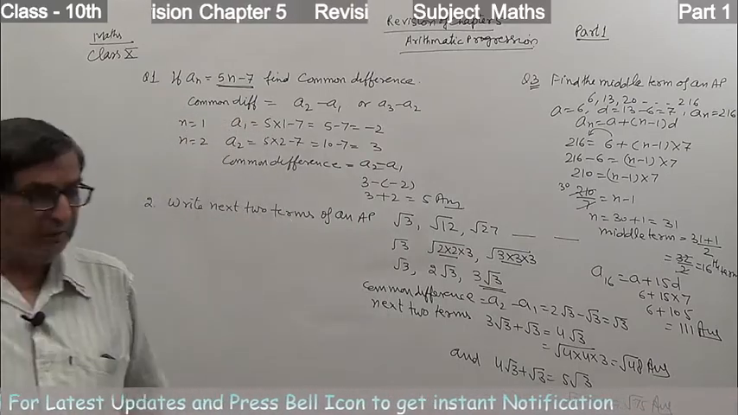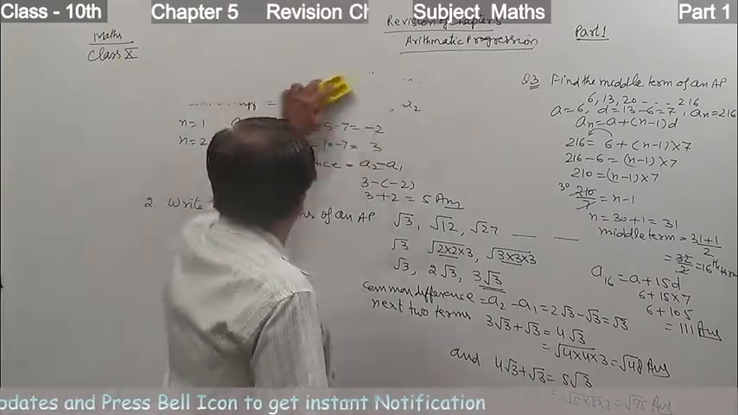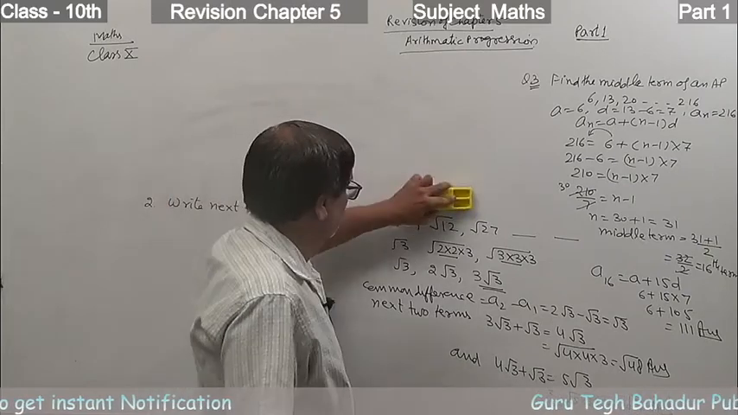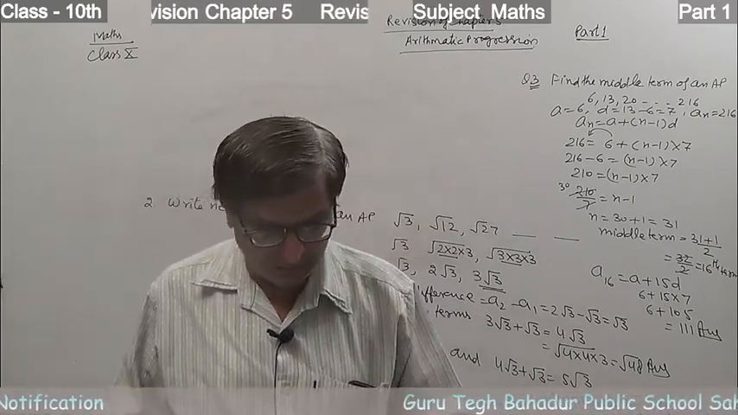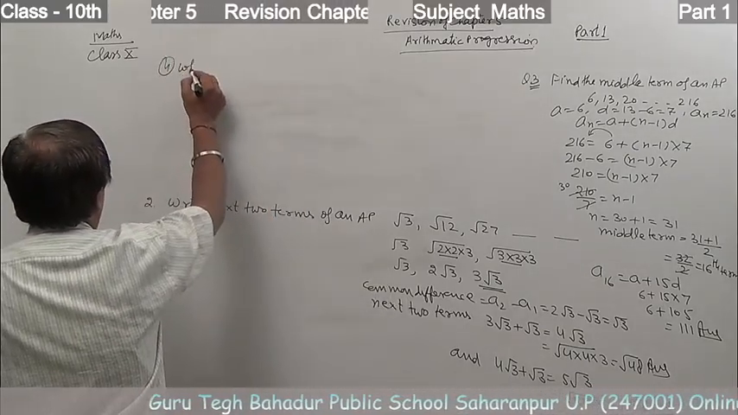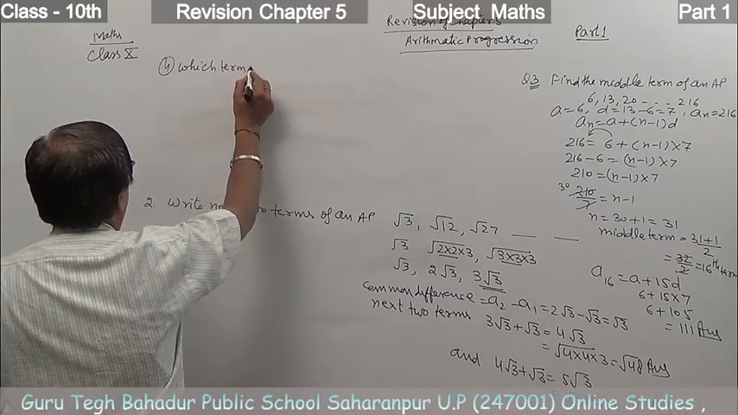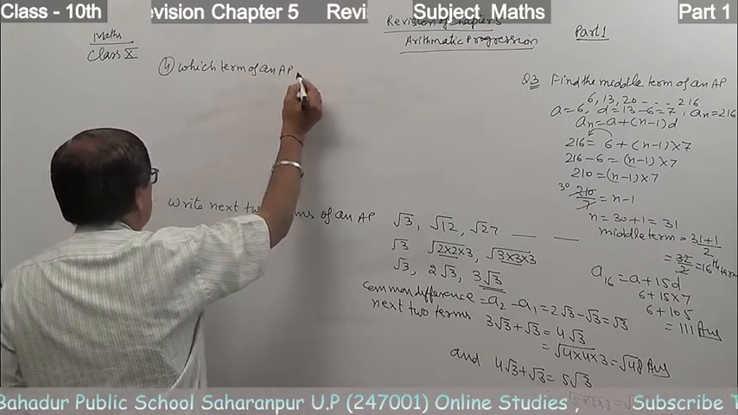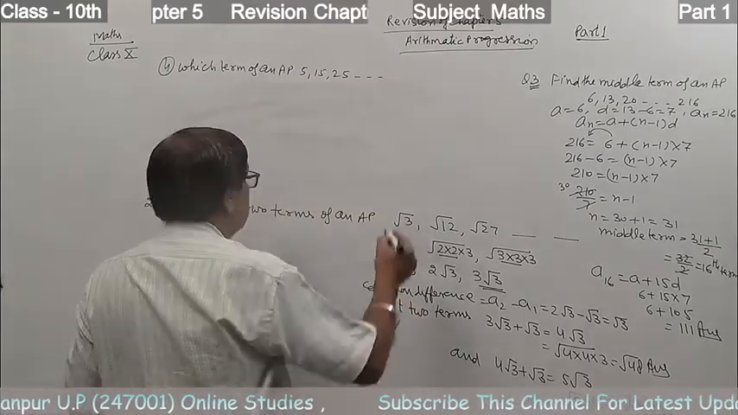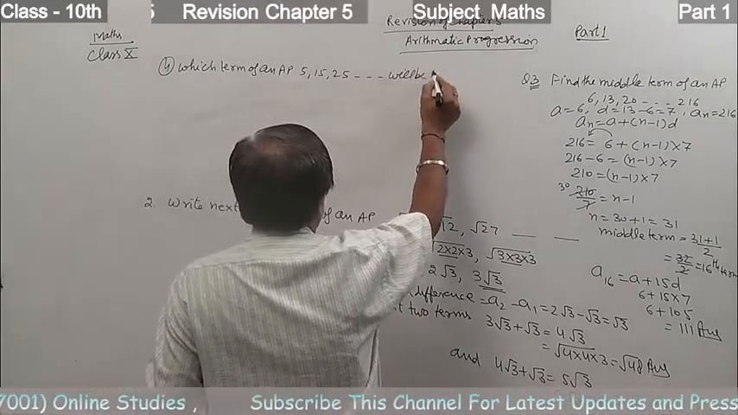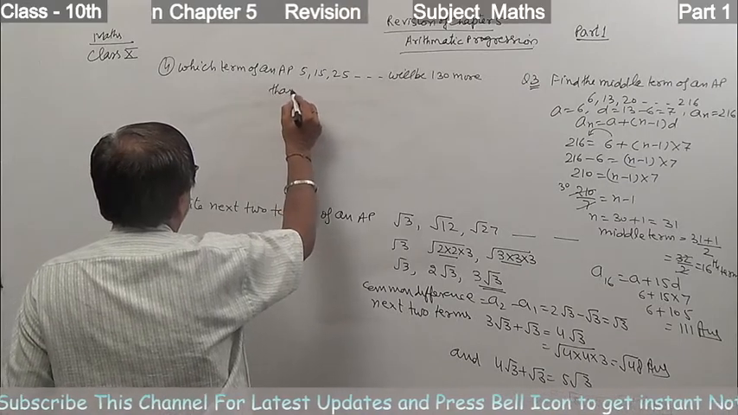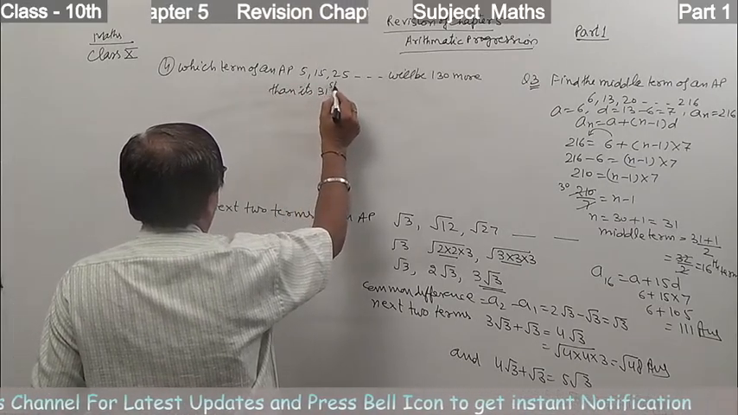Now see the fourth question for revision. Which term of the AP 5, 15, 25 will be 130 more than its 31st term?